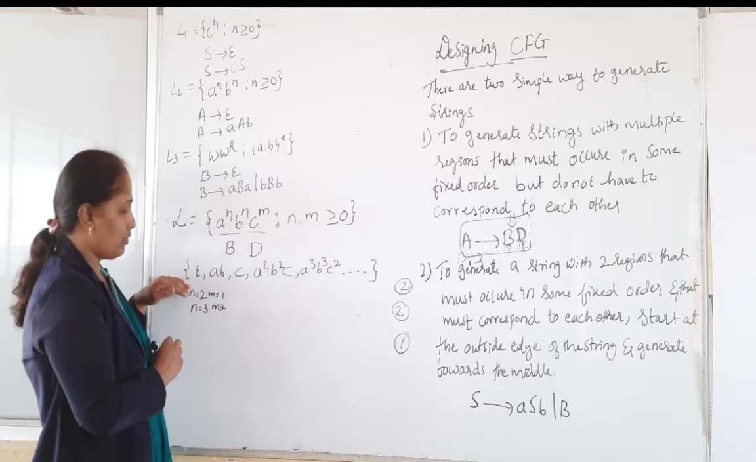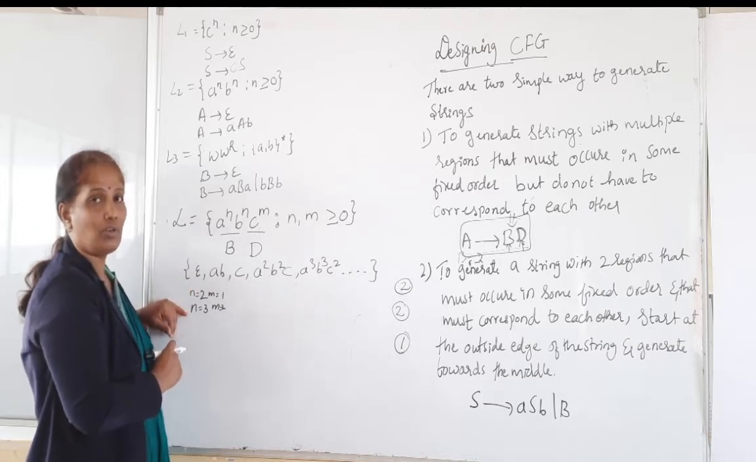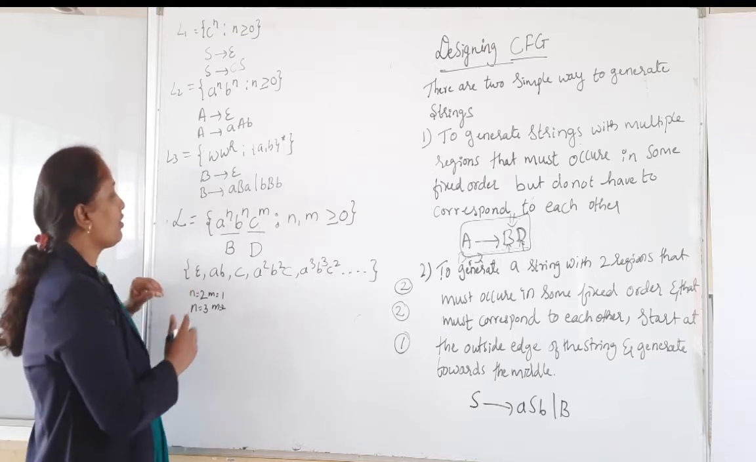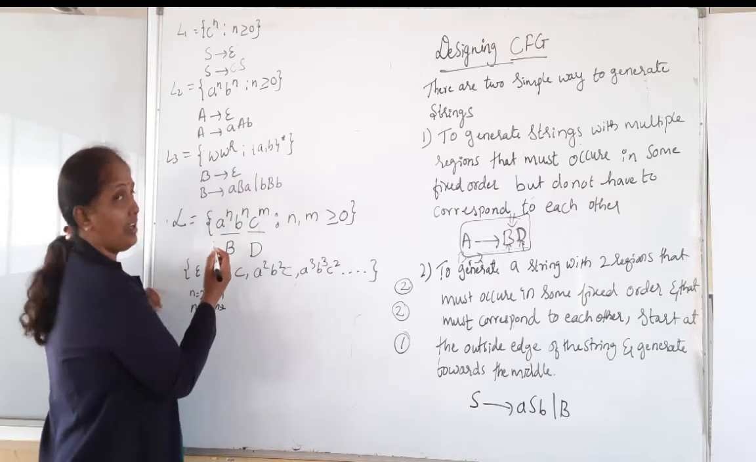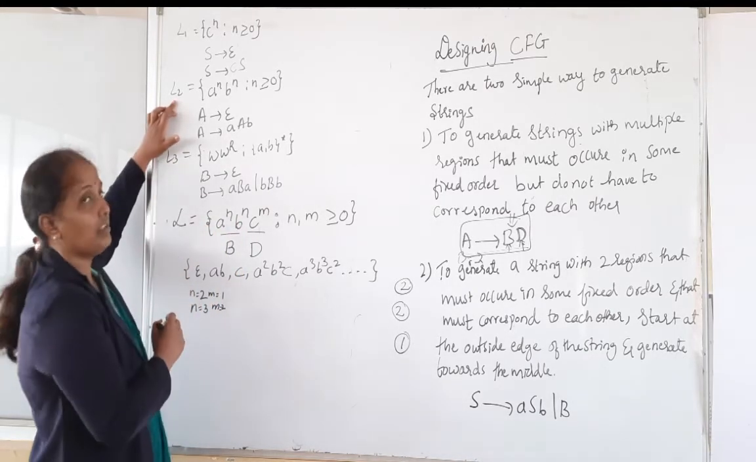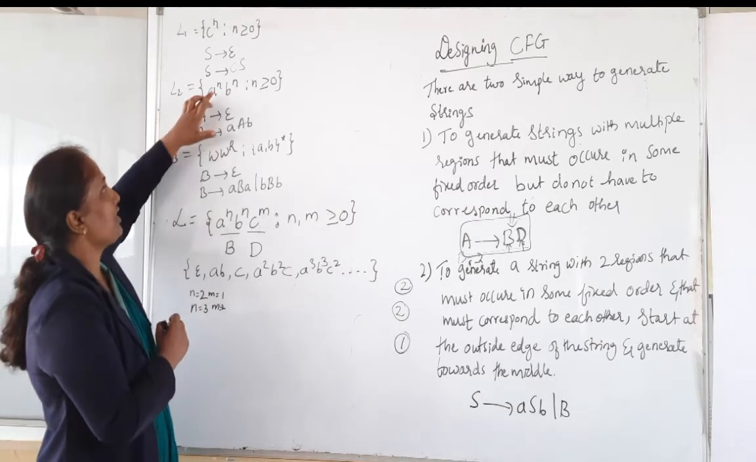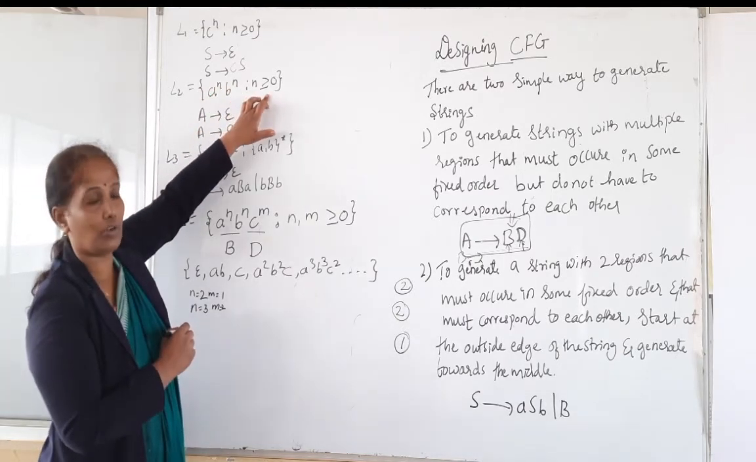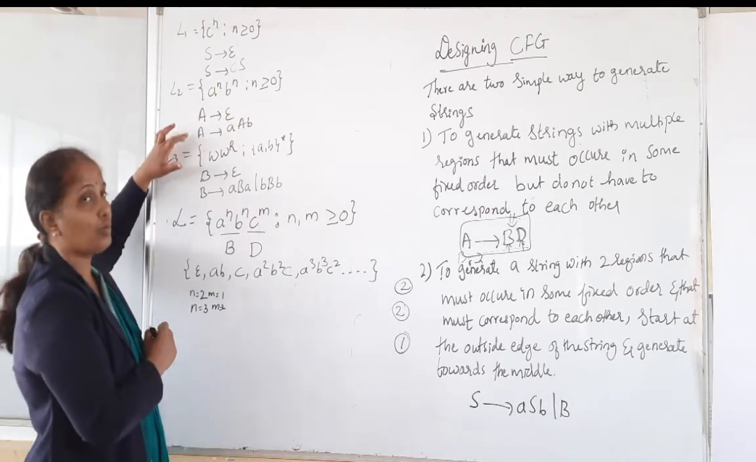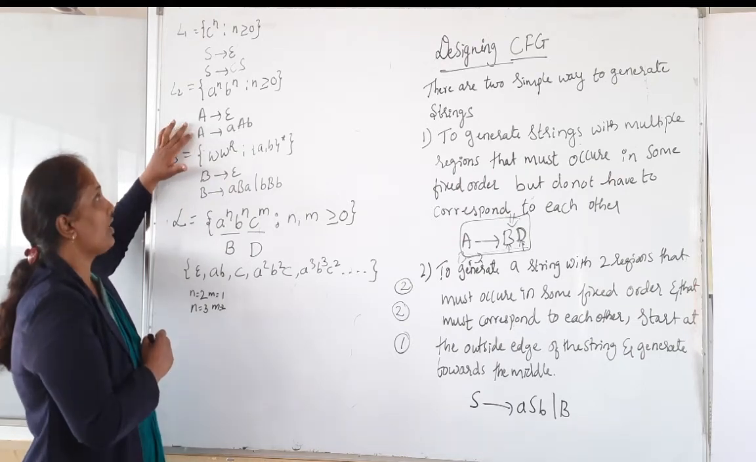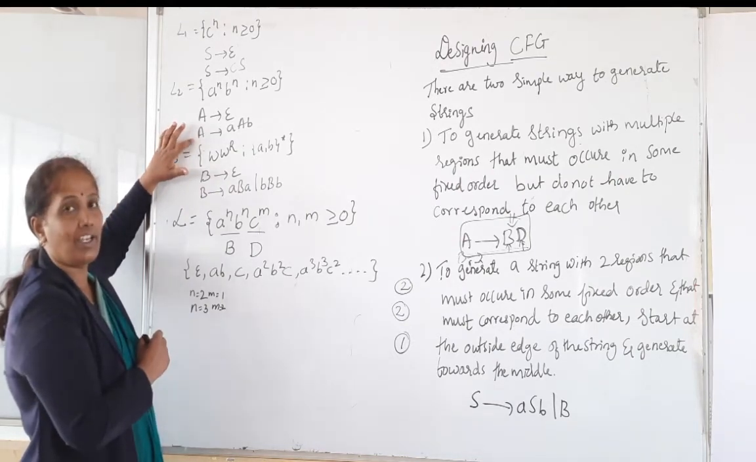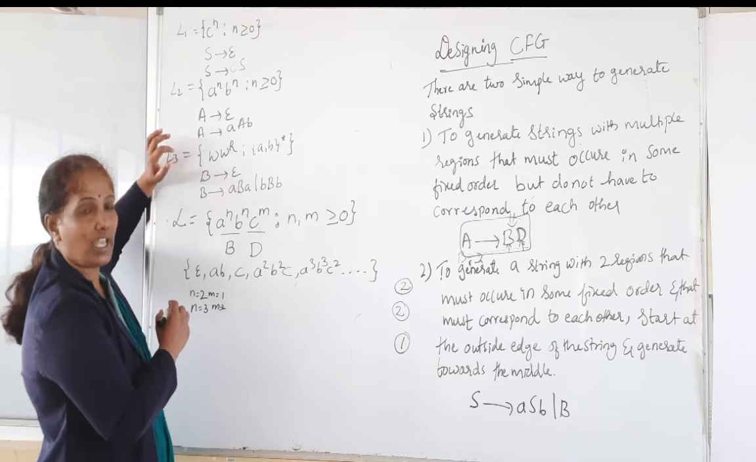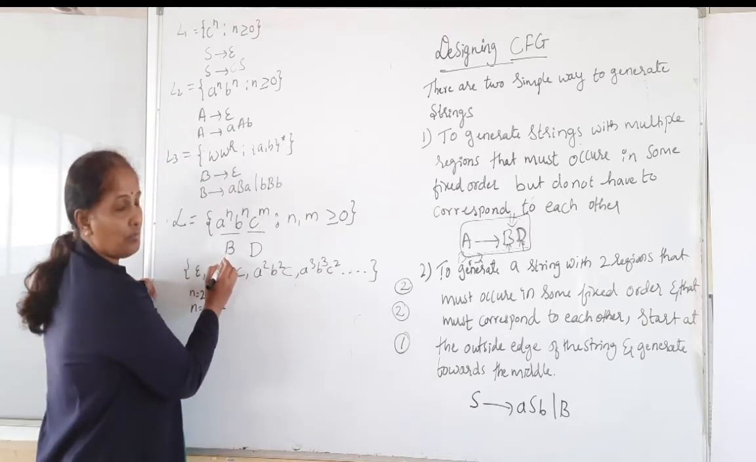So I have defined the valid strings. What is the next step? I must define the rules for this. Okay, so check out a raised to n, b raised to n. It is the same as language 2, where n is greater than or equal to 0. So what rules had I written for this? The rules accept any number of a's and b's. So the same rules I am going to write here for this B.